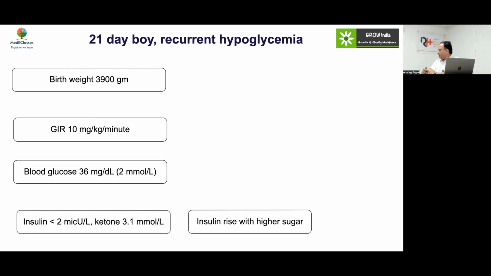Okay, insulin rise happens with higher sugar. So this is a very, very interesting scenario. Insulin was undetectable and ketone was positive, but when the sugar became slightly high, insulin then became present. Yes, so this is like GCK. So a glucokinase defect basically, in which you have got a sensing issue.